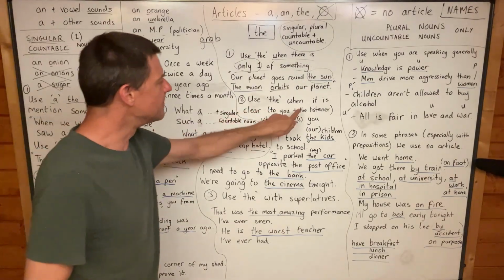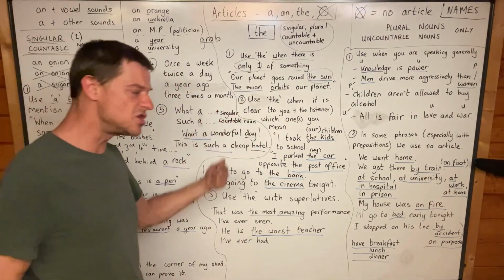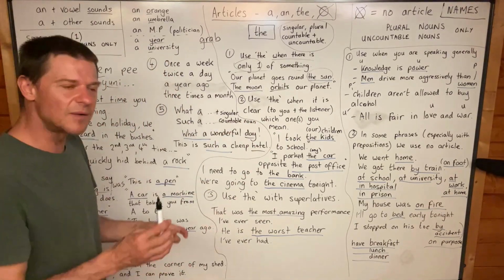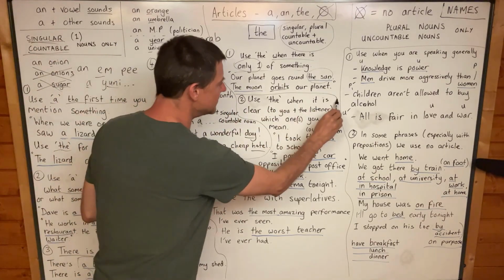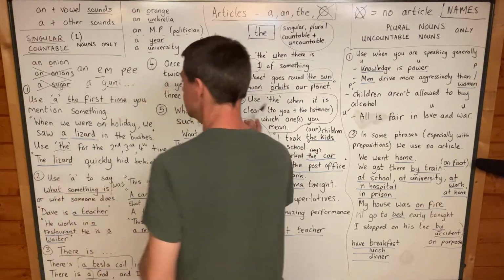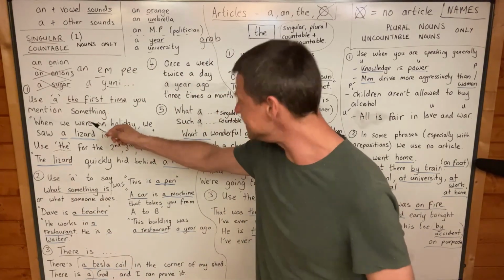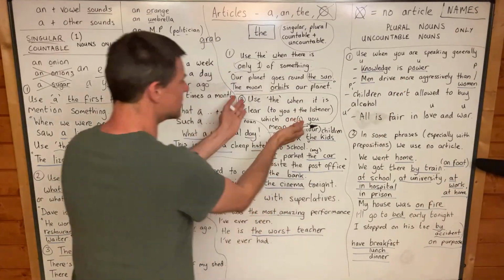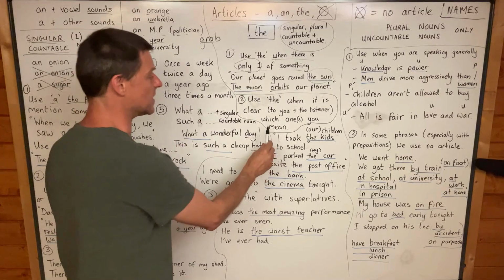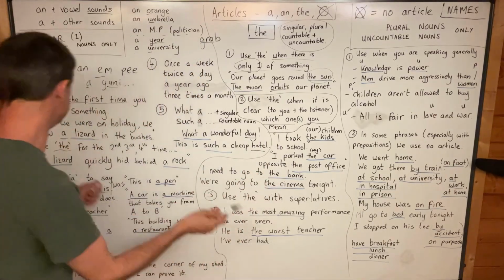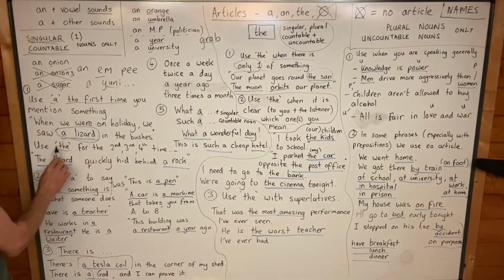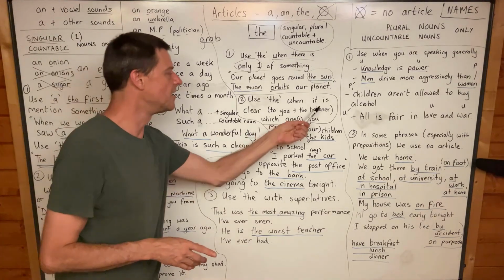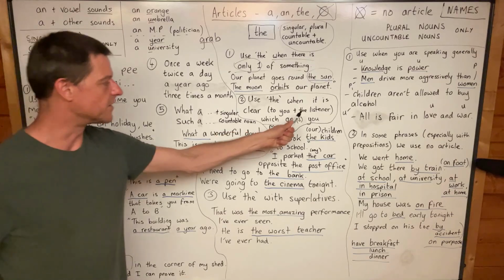Okay, use "the" when it is clear to you and the listener which one you mean. Now, some of you might think, okay, this is connected to this. Yes, it is. The first time, you don't know which one. The second time you mention something, you do know which one. Because it's already been mentioned. You mean this lizard. The second time you say lizard, you mean this lizard. And so you use "the" when it's clear which one you mean.